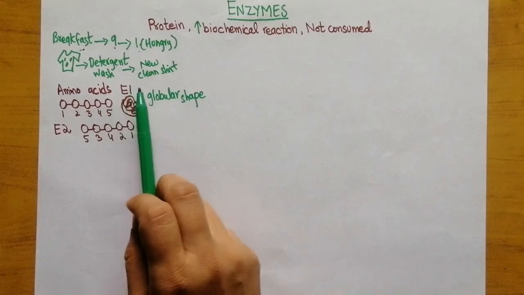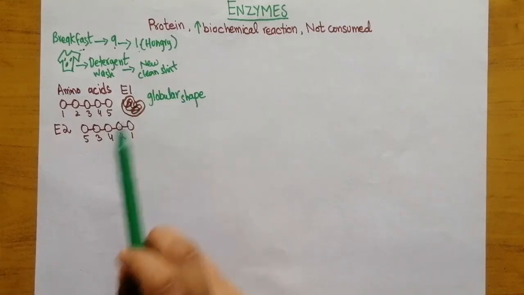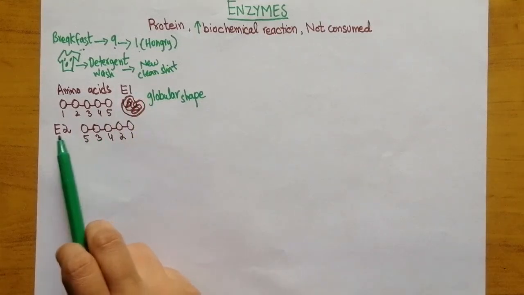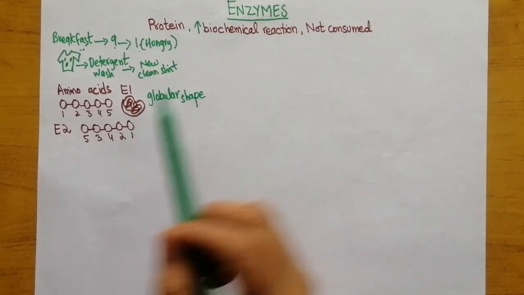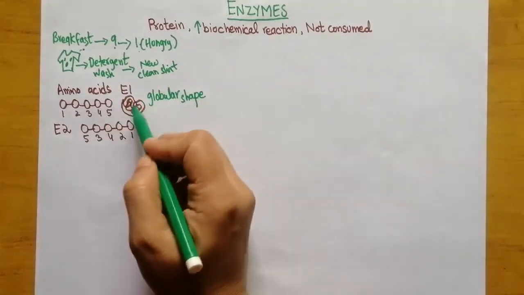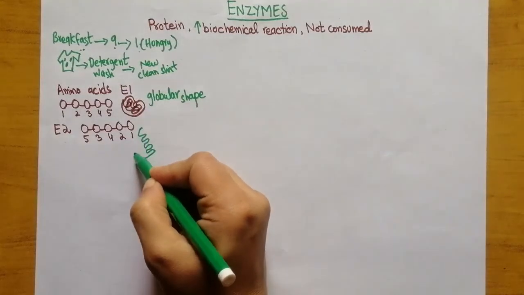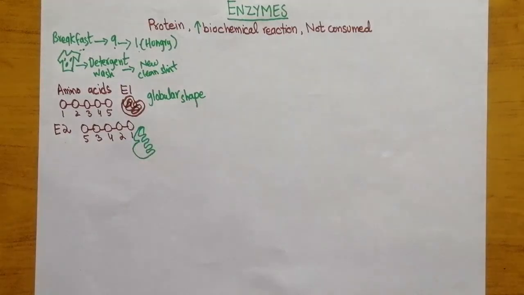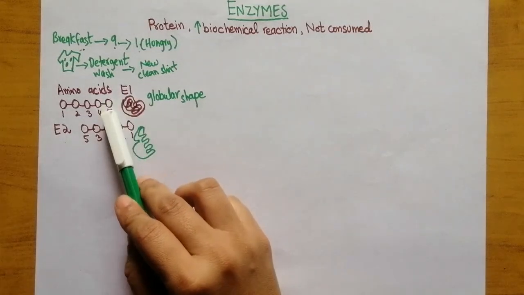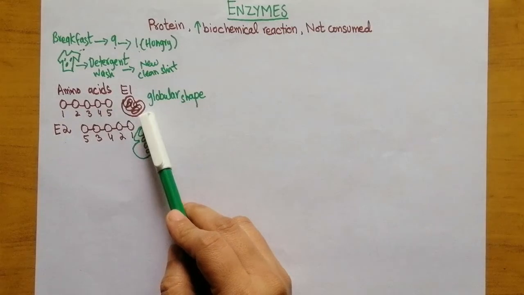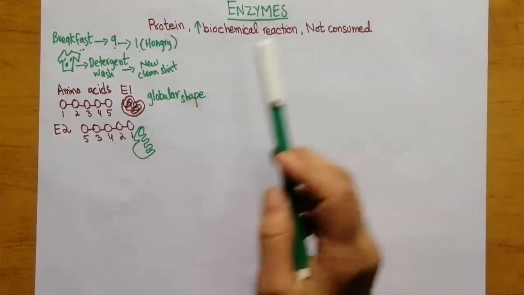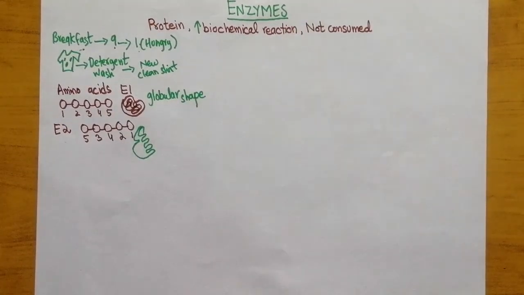This arrangement in enzyme 1 will be different, and the arrangement in enzyme 2 will be different. For example, this is the enzyme 1 arrangement. Enzyme 2 may arrange in a different way. So the amino acid sequence is different. Because of that, the globular shape of each enzyme is different, and this is the reason that each enzyme performs a specific function.